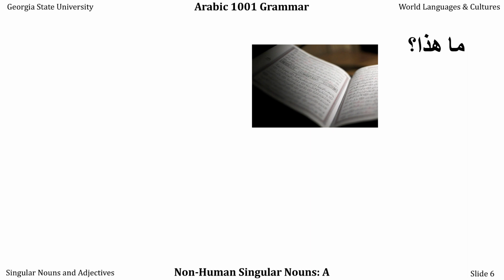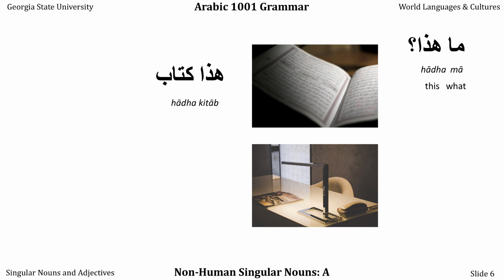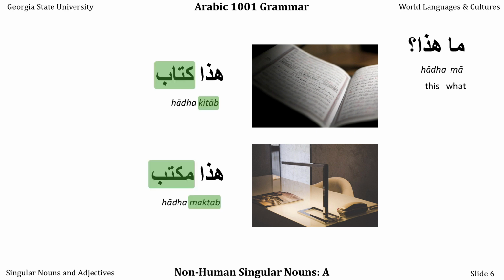Okay, now let's compare these two words. We have ma hadha, what's this? The answer, hadha kitab, means this is a book. When we have the desk, we say hadha maktab, this is a desk. Now notice that the words kitab and maktab are similar. They both have the sequence of letters kaf for K, ta for T, ba for B. That makes their jither or root in Arabic.